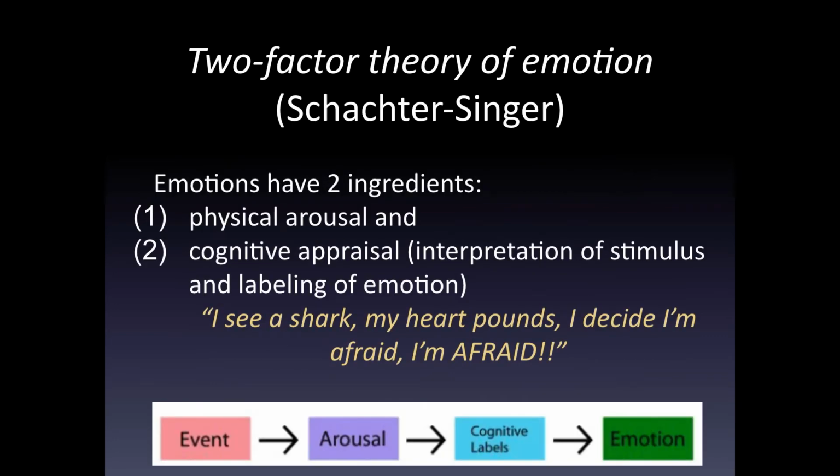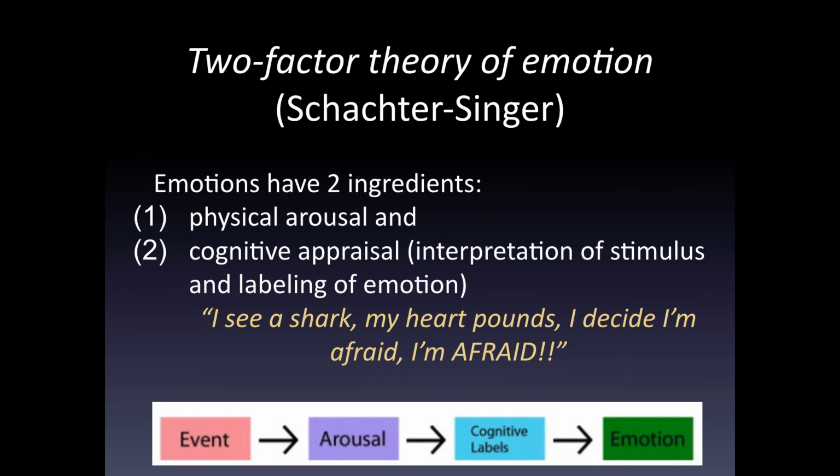And then we have Schachter-Singer theory, or the two-factor theory, which for the first time is taking into account our thinking, our cognitive appraisal or interpretation of the situation that we're in. So according to Schachter-Singer theory, emotions have two ingredients: physiological arousal and cognitive appraisal, which again is our interpreting the situation that we're in and labeling an emotion. So I see a shark, my heart pounds, I decide I'm afraid, I'm afraid. The "I decide" is what makes this theory different from the others that we talked about. The cognitive label is what makes it different. So if I see a shark at the aquarium in a tank, I'm going to interpret that stimulus.